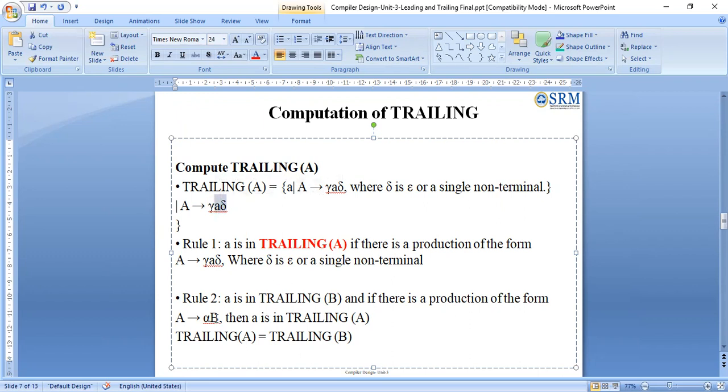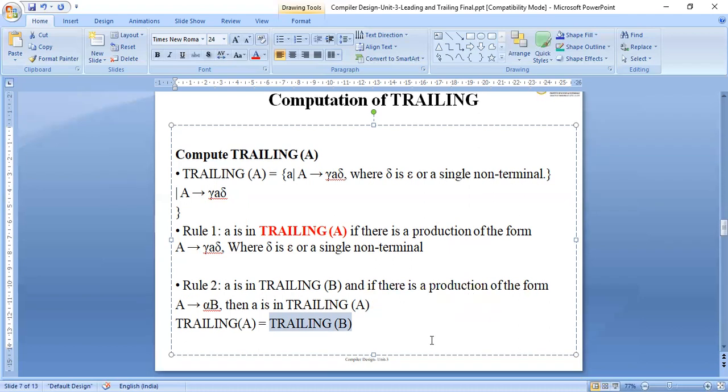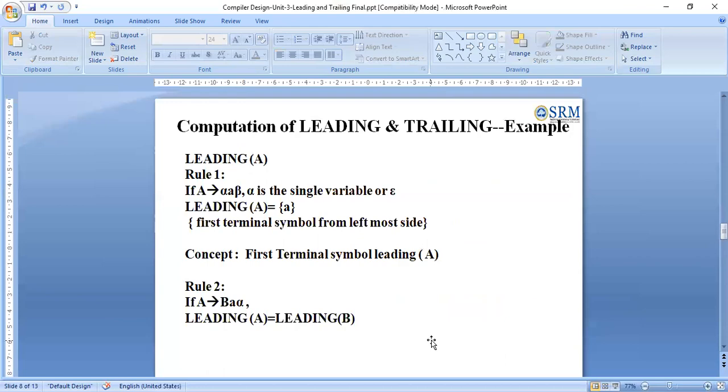Then when you come to rule 2 for trailing, how to find trailing of A? If there is a non-terminal symbol at the rightmost part of the production, then it becomes the trailing of B. So trailing of B is exactly equal to trailing of A. Okay. With this short introduction, we will move on with problems.